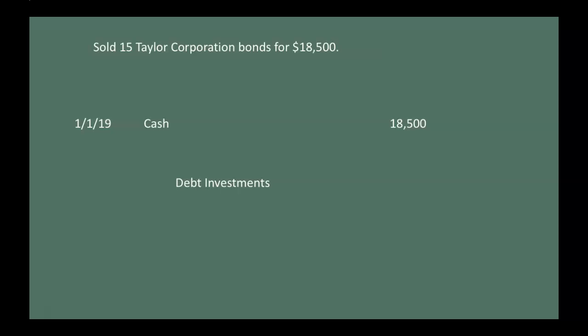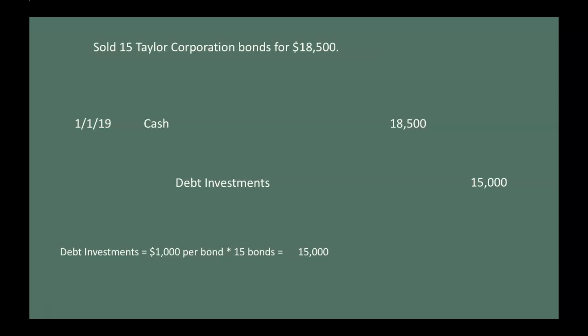Your cash, that's just your $18,500. That's the amount of cash that you received. Debt investments, like we said, those are always going to be recorded at cost. So we need to figure out these 15 bonds that we're selling. What was our initial cost of 15 bonds? Well, we paid $1,000 per bond. We're selling 15 of them. So those would be worth $15,000 if we are recording it at cost, right? So we will credit our debt investments for that $15,000.